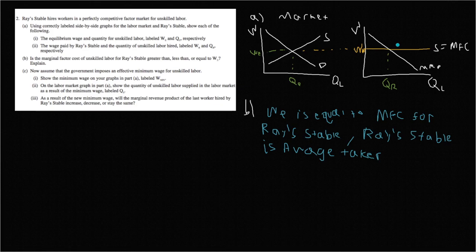Alright, now, part C. Now assume the government imposes an effective minimum wage. Okay, so show the minimum wage, so let's draw it up here. And we need to label it W min. I guess we're going to have to write bigger. W min, there we go. And so now we can just boom, boom, boom. That looks like a curve. Let's try and draw a straight line. Sure. And then we'll do it over here, just in case, because it's going to transfer over to our Raise Stable graph.